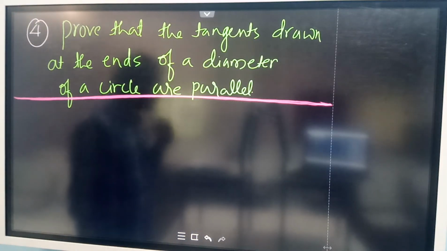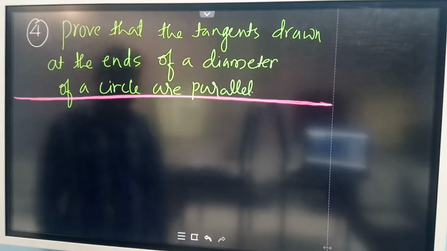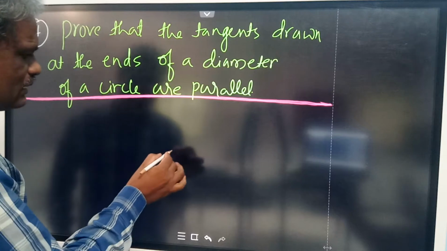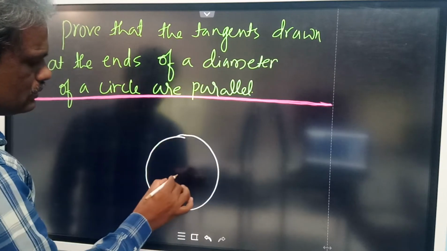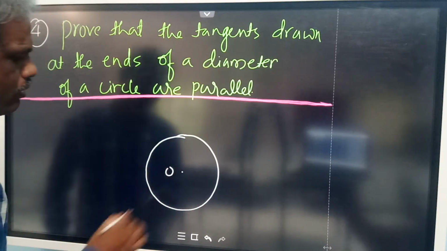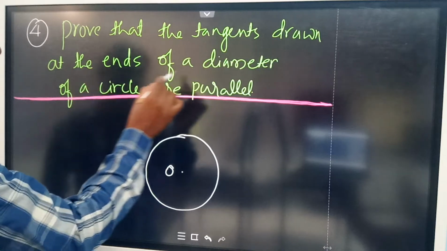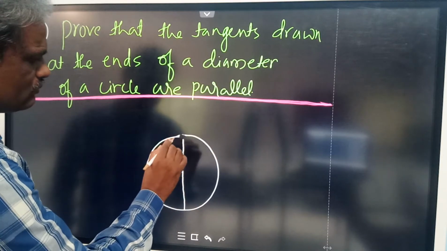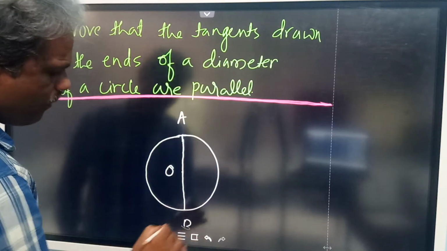So in that exercise, the question is like this: prove that the tangents drawn at the ends of a diameter of a circle are parallel. Say let us take a circle, with the center O, a circle with the center O, the tangents drawn at the ends of a diameter, and you can take one diameter now. So let us call this AB is a diameter.